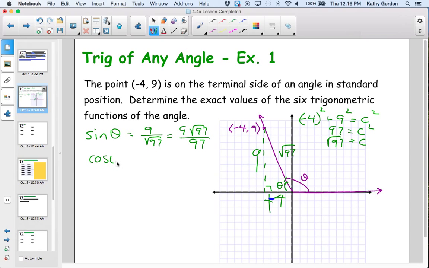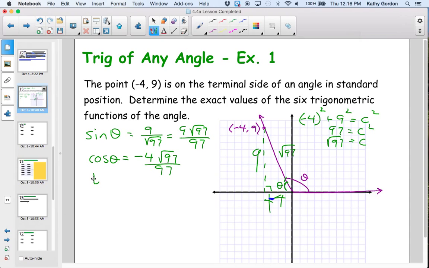Cosine. 4 over. Yeah, we're going to keep that negative with it, remember? So negative 4 times the square root of 97 over 97, because the same thing would happen. We'd end up with something like this, so we've got to fix it.